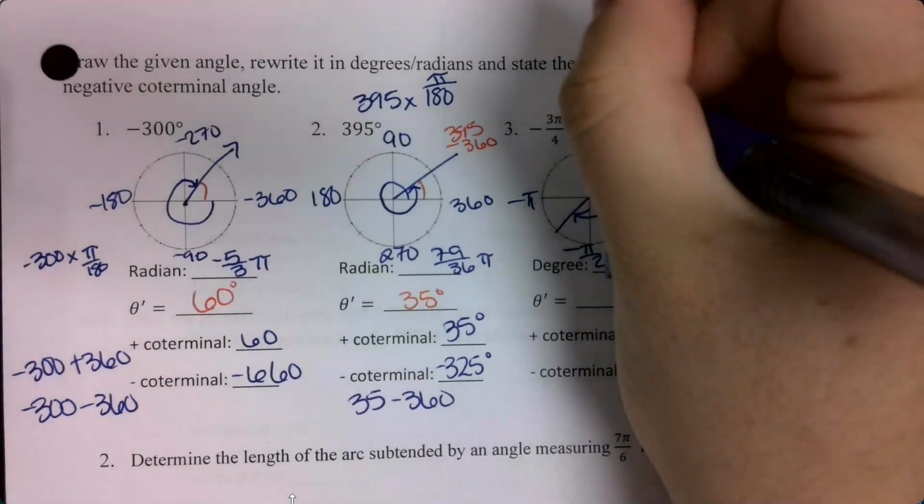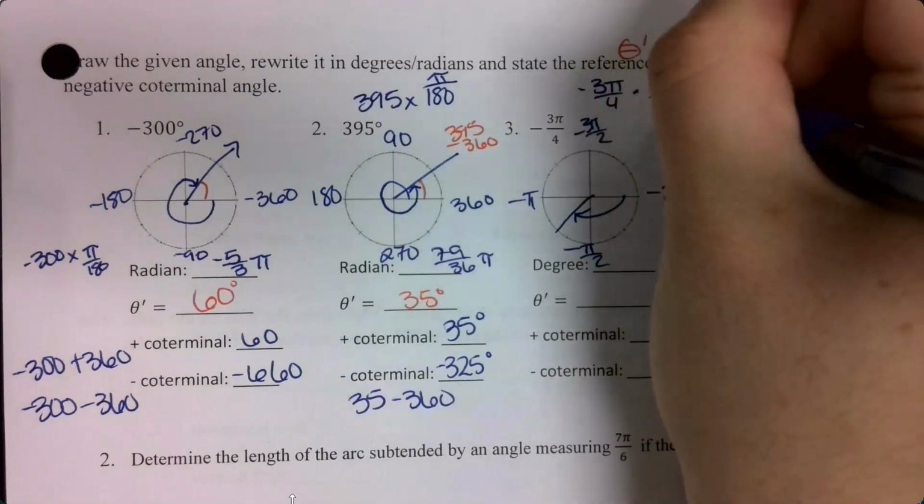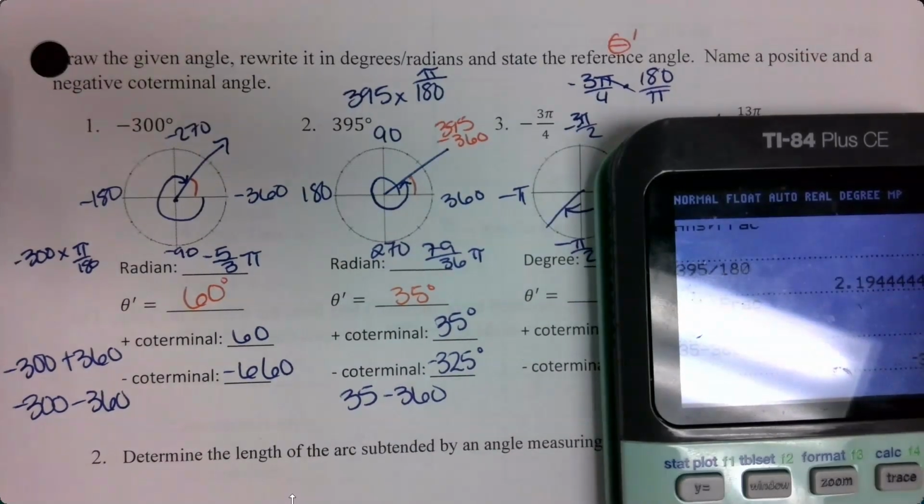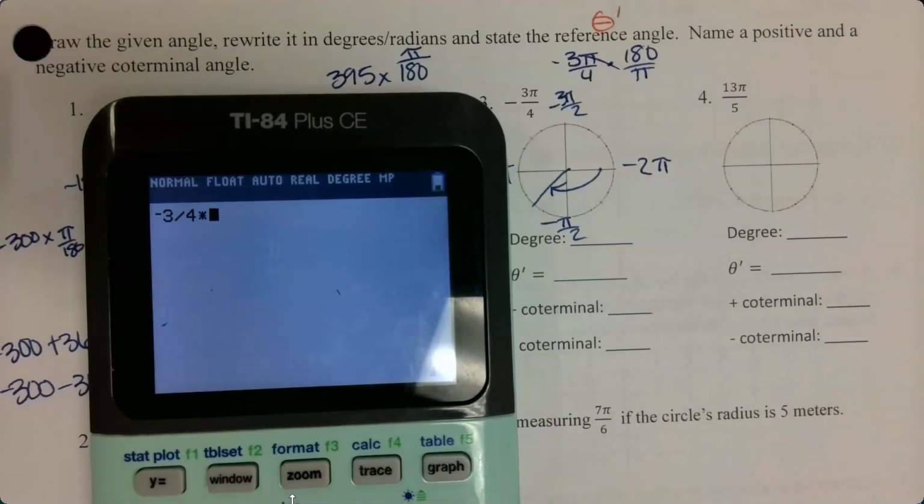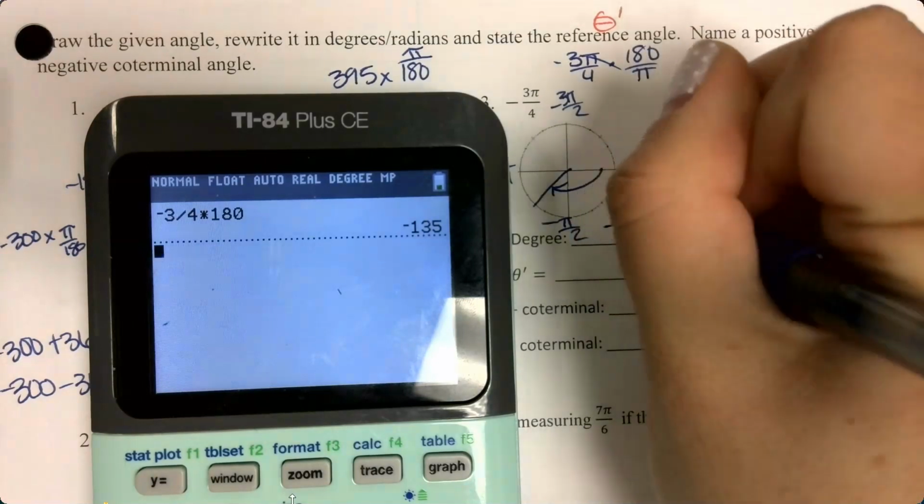To convert this to degrees, I want to do negative 3 pi fourths times 180 over pi. My pi's will cancel out, so then I'm just doing negative 3/4 times 180. This gets me negative 135 degrees.